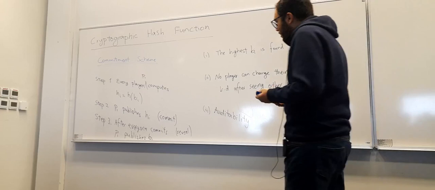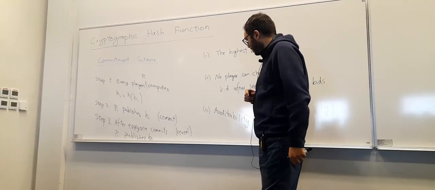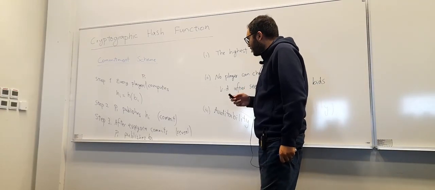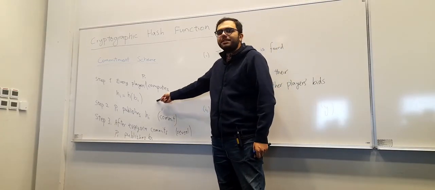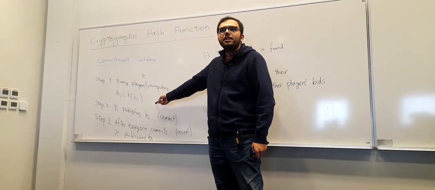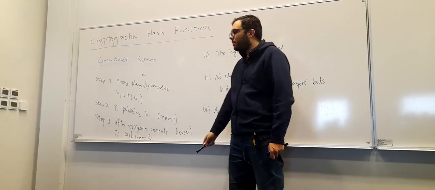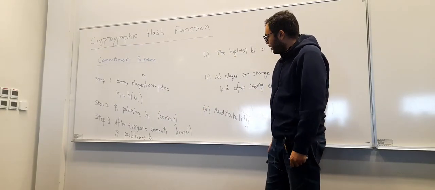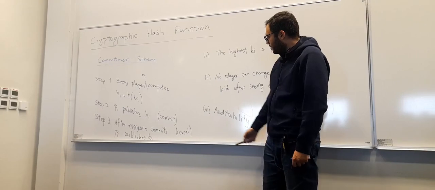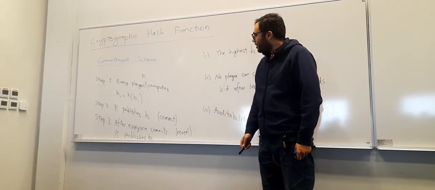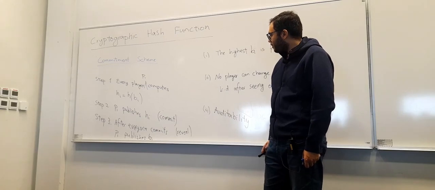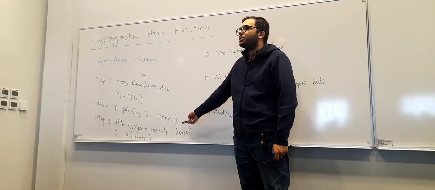But what's the problem with this? Well, there are several problems. One problem was that, as we saw before, you can basically brute force it and figure out what were the bids of the other people. The other problem is that what happens if someone does not reveal their bid? Right? So we have to fix these things. Or what happens if someone does not publish their hash in the first place?